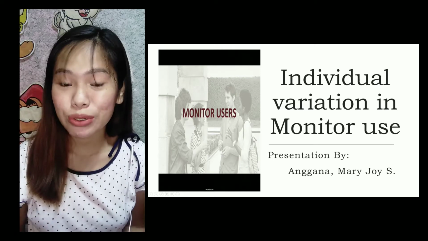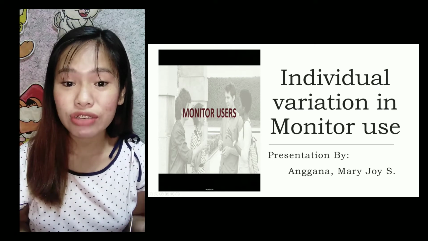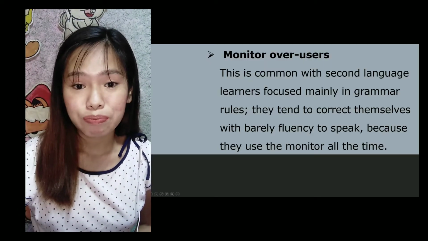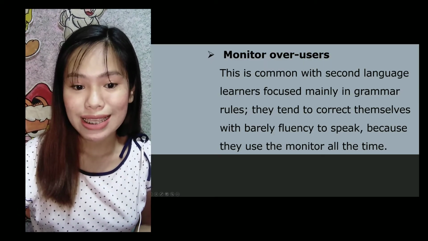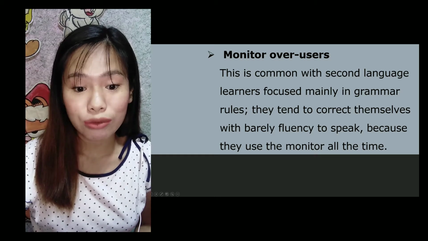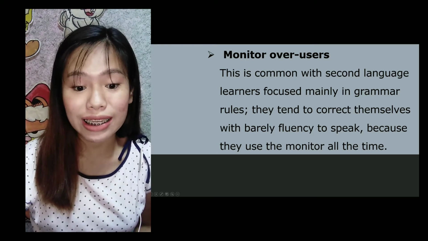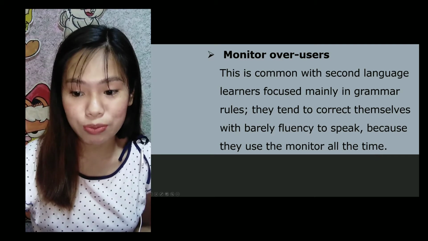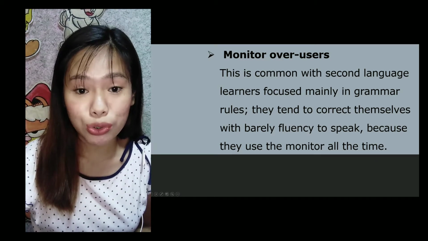For today's lesson, we will be discussing the individual variation in monitor use. So the first type is the monitor over users. This is common with second language learners focused mainly on grammar rules. They tend to correct themselves, with barely any fluency to speak, because they use the monitor all the time.